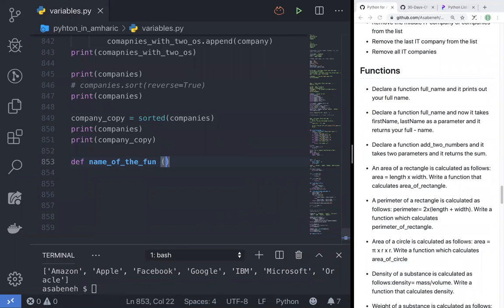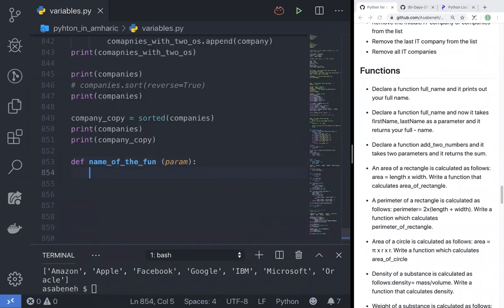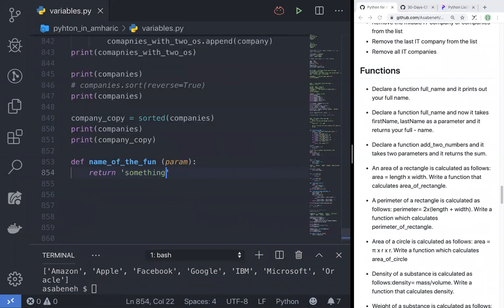The name of the function goes here, and then you need parentheses. If it takes parameters, you put the parameters, and then a function has to return something. This is the skeleton of a function. In the placeholder you can put anything. The parameter is the same.